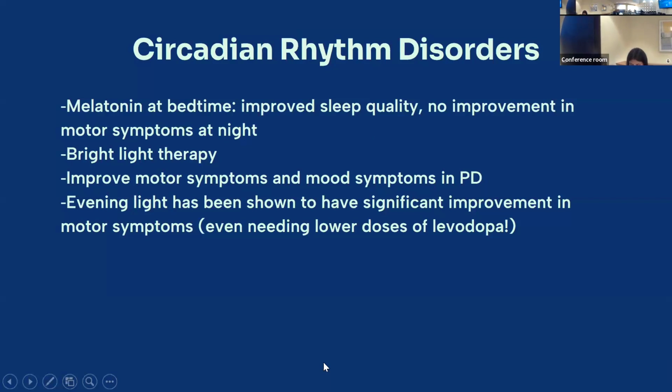So how do we treat these patients? So kind of similar to how we treat those who don't have Parkinson's, melatonin at bedtime shows improved sleep quality, no improvement in motor symptoms at night. Bright light therapy, morning or evening, improves motor symptoms and mood symptoms. So the bright light seems to help a lot. Evening light has been shown to have more of a significant improvement in motor symptoms, and studies showed that some of them even needed lower doses of levodopa.